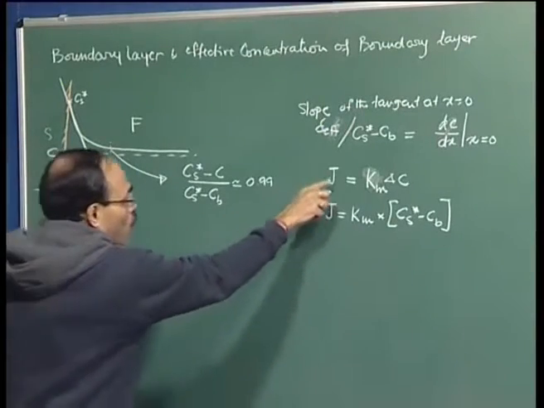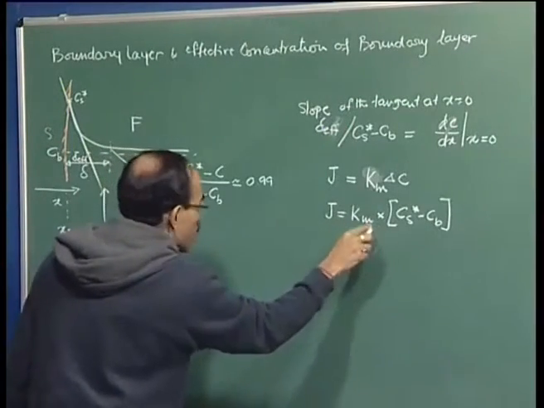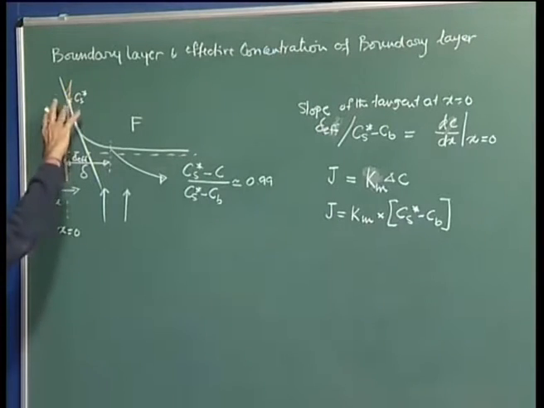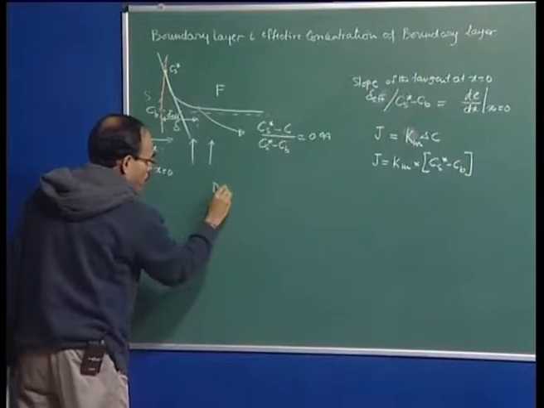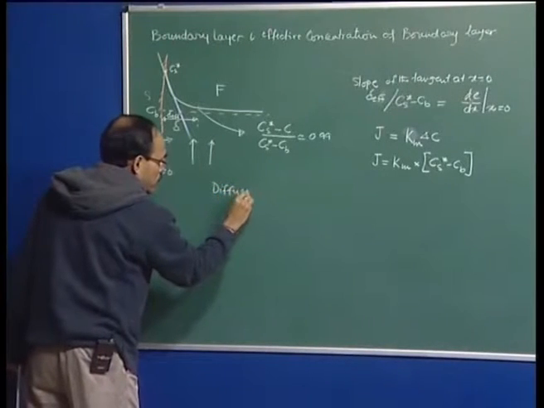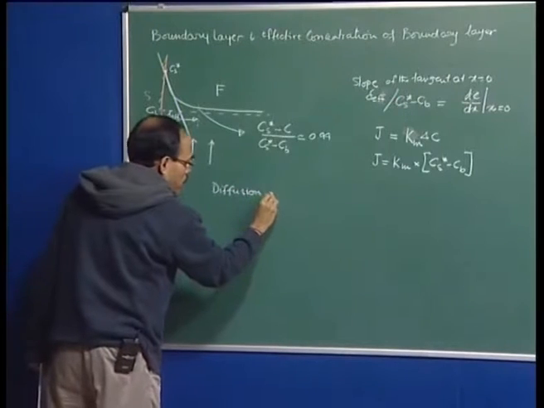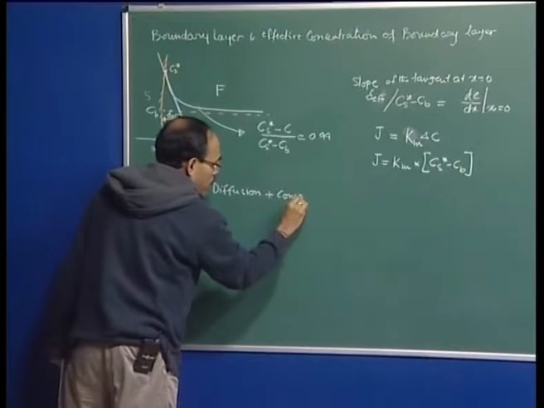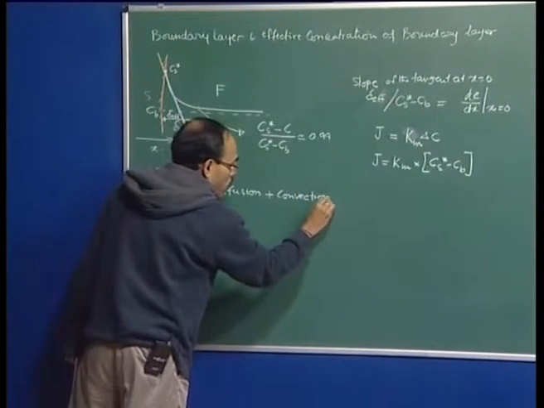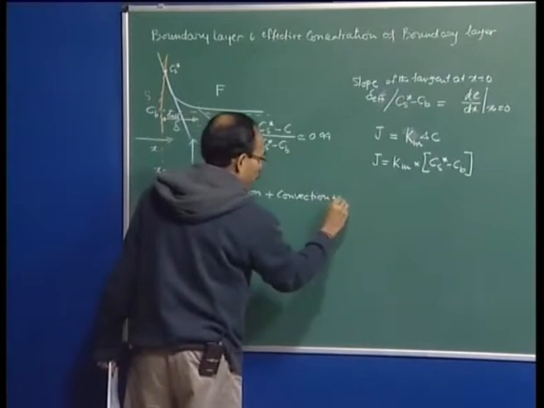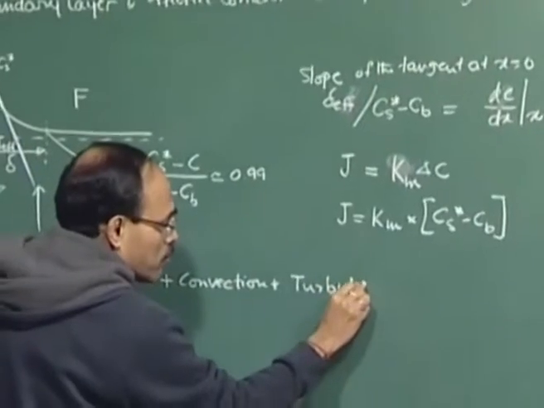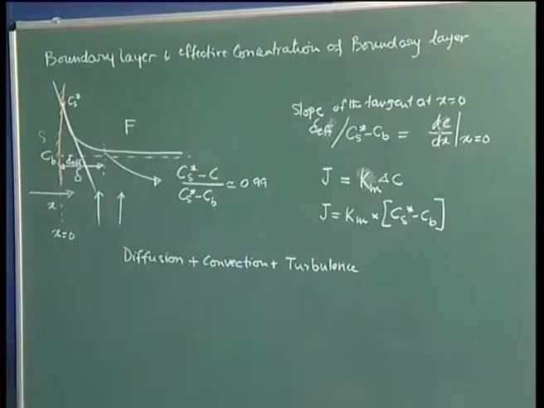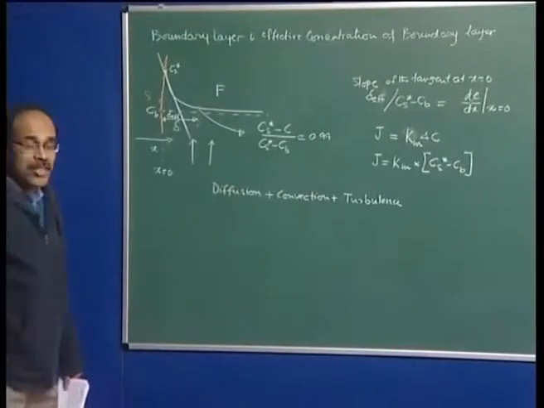Okay. Having said so, before I go and derive this further, let us look at what the mechanisms of mass transport at the surface are. So, mass is transported by diffusion, it is by convection, and it is transported by turbulence. So, these are the three different mechanisms of mass transport.